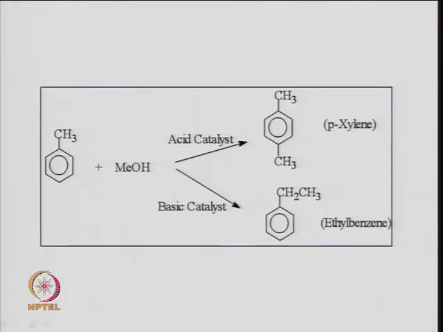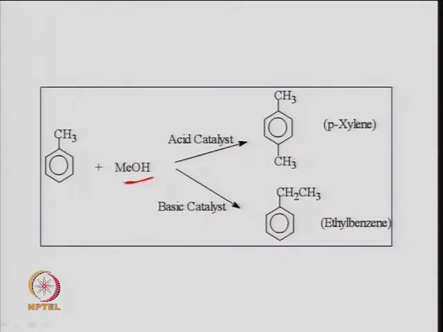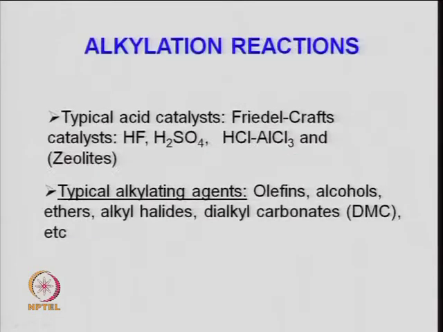It reacts with methanol. If you have an acid catalyst, it makes para-xylene, and if you have a basic catalyst, it makes ethyl benzene. So, you can see that depending upon the type of catalyst and the concentration of active sites, your product distribution changes. This is a kind of alkylation reaction. Depending upon the acid or basic catalyst, your product distribution will be different.